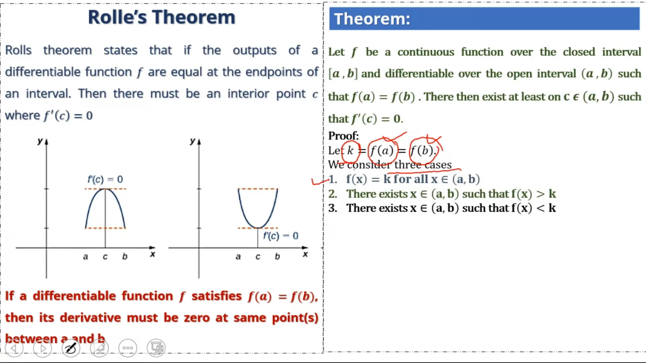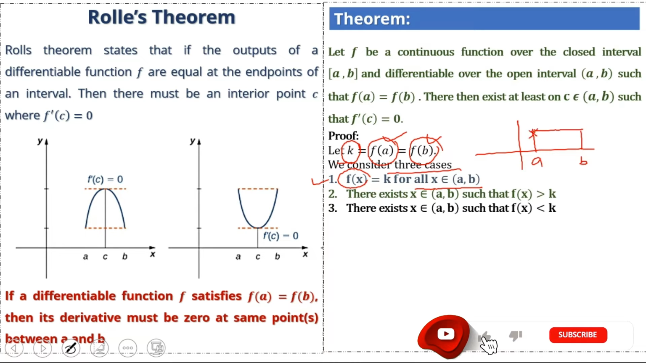Number one, the value of the function at x is equal to some constant k for all values of x. This means we have a constant function like that, and this is a and this is b, and the value of the function at a is equal to this one, and the value of the function at b is equal to this one. Both are the same.